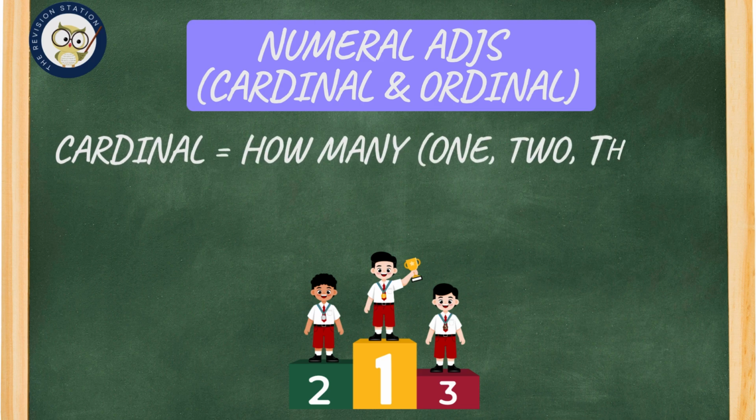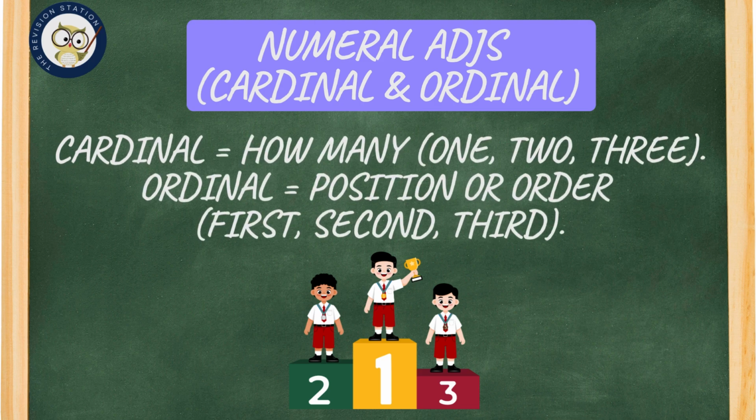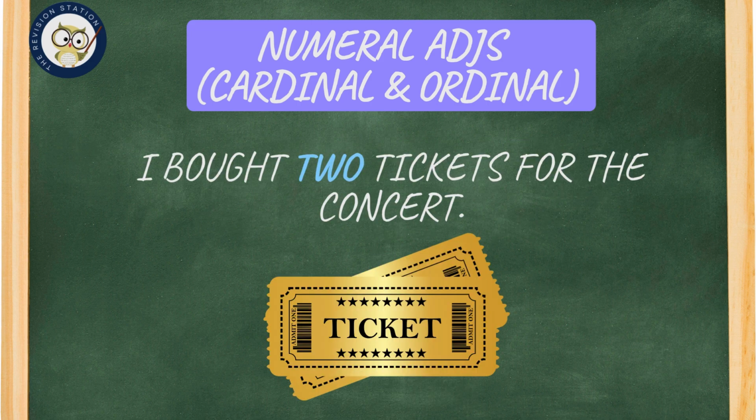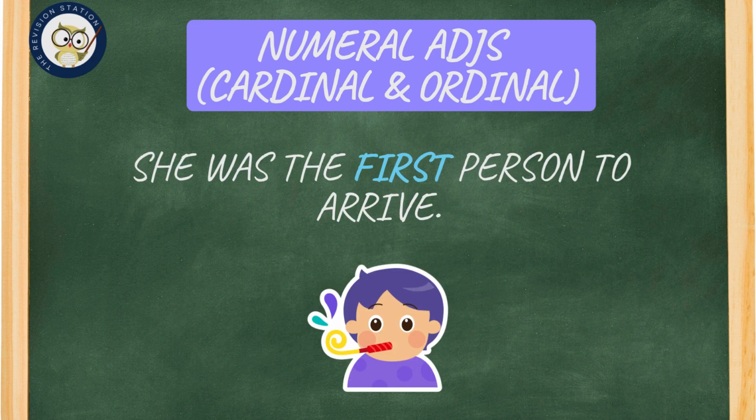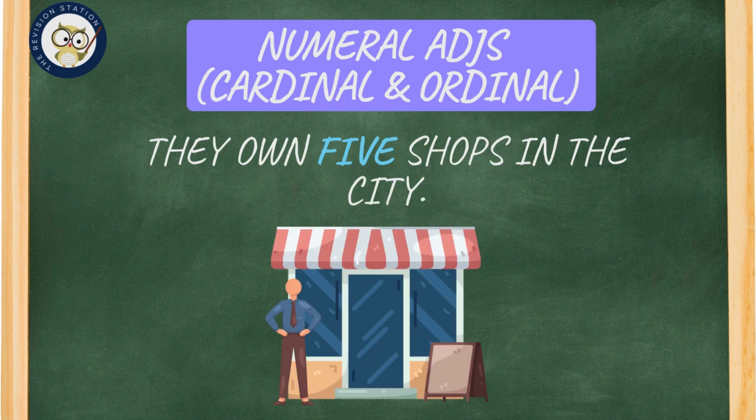Numeral adjectives tell us how many, or the position or order. I bought 2 tickets for the concert. She was the first person to arrive. He finished in second place. They own 5 shops in the city.